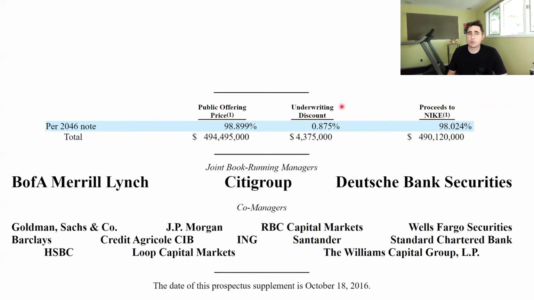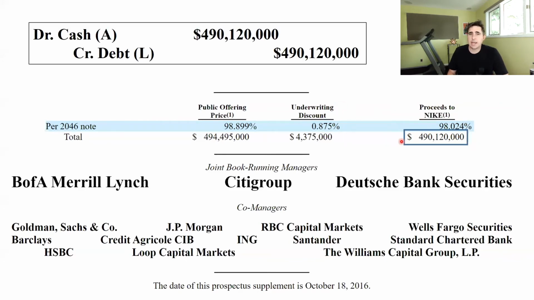So take a look at this journal entry that Nike would make after they issue this bond. They would do a debit to cash, the asset, and they would get $490 million in cash. And this would be a credit to debt. And this is called the book value of the liability. So this liability has a book value at inception of $490 million.